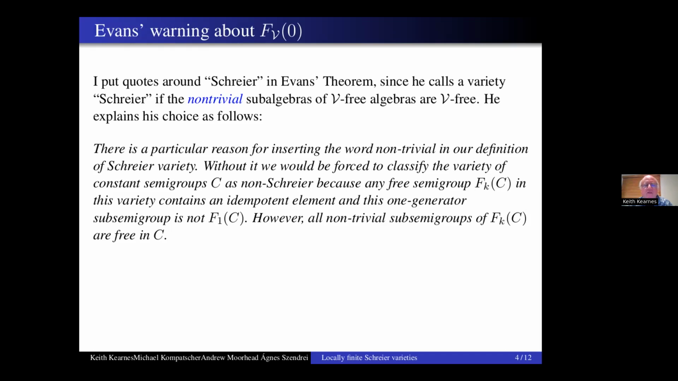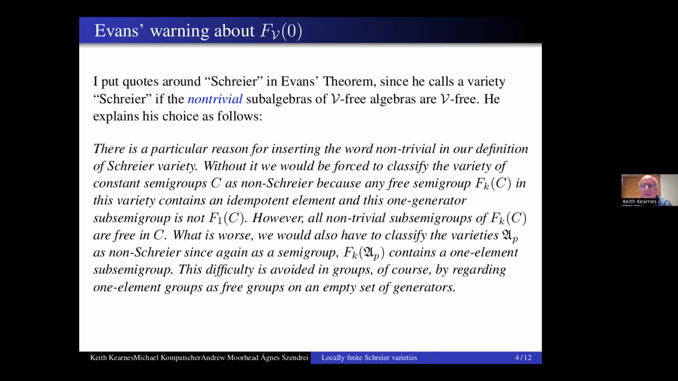And then he goes further and says, what is worse? We would have to classify the varieties of elementary abelian groups of exponent p as non-Schreier. Because again, as a semigroup, this vector space over the p element field contains a one element semigroup that is not named by a constant. If your signature only has a plus operation, then you can generate terms that give you what you want: x to the p is a constant term, and x to the p minus 1 gives you negation. But you don't name your singleton subalgebra with a constant symbol of the language. And he points out this is avoided in groups because we have a constant, basically.